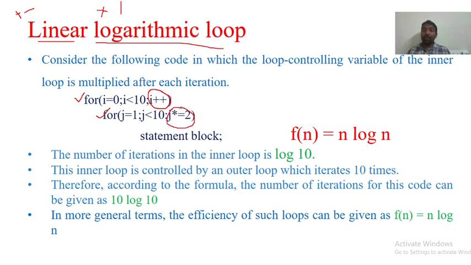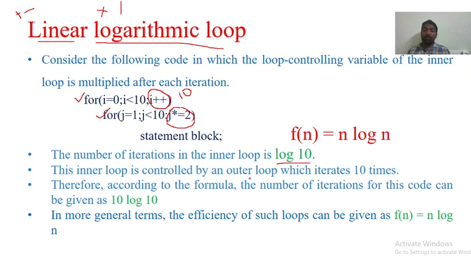So what we understand is that in this nested loop, one loop is executing 10 times and the other loop is going to execute how many times? See, j is multiplied by 2. It means first time 2, next time 4, next time 8. So it executes only 3 times. So the number of iterations in the inner loop is log of 10. When you execute each and every loop in this, it is taken as log of 10.